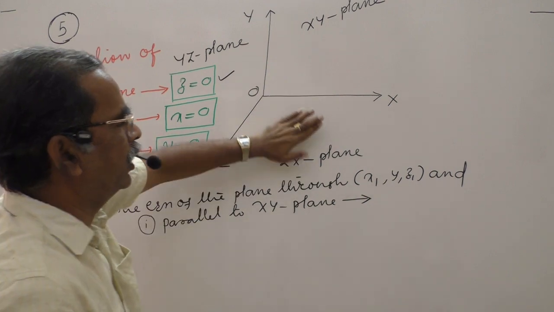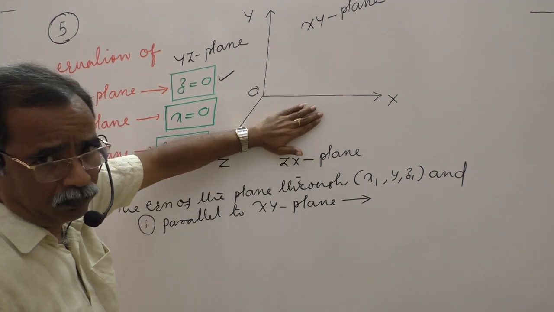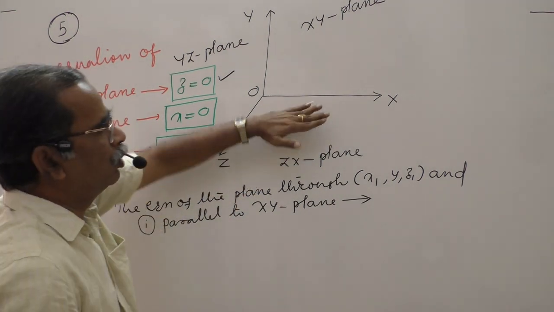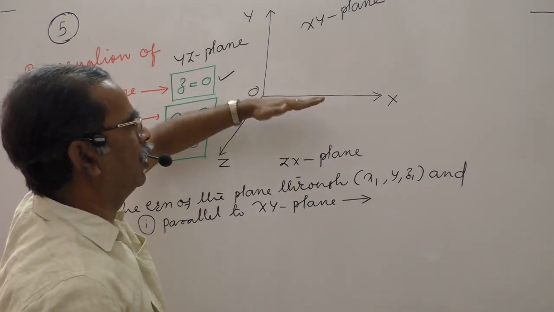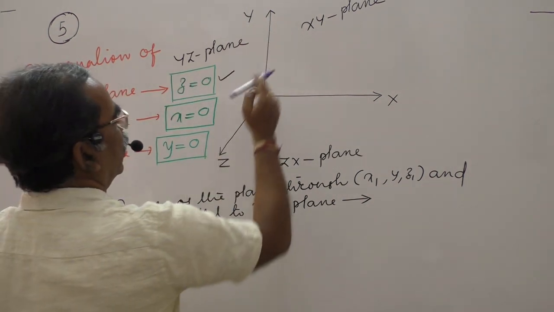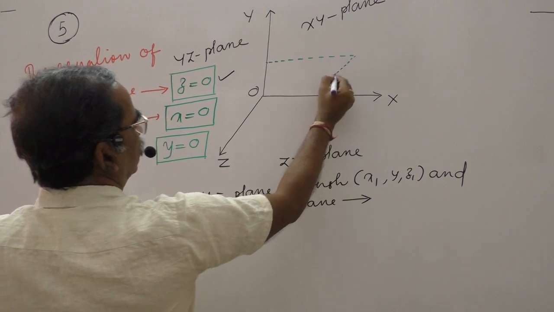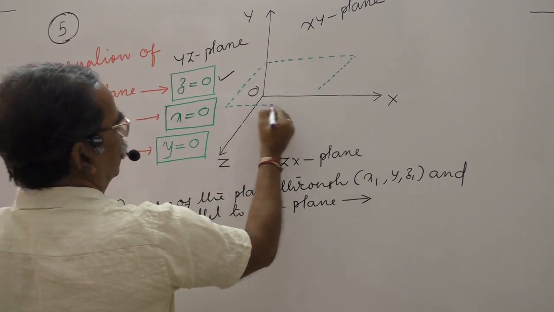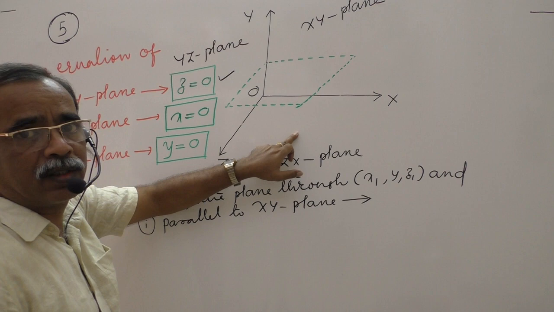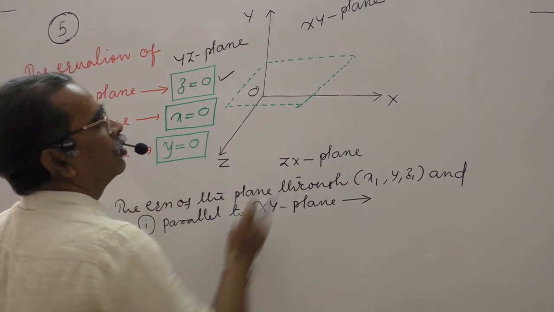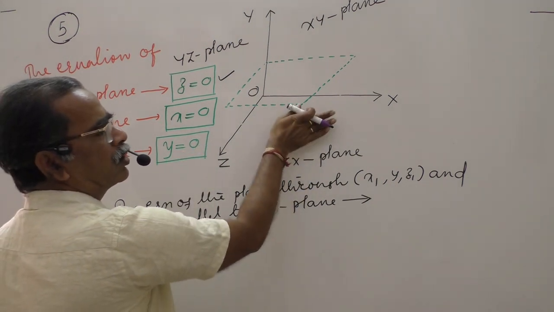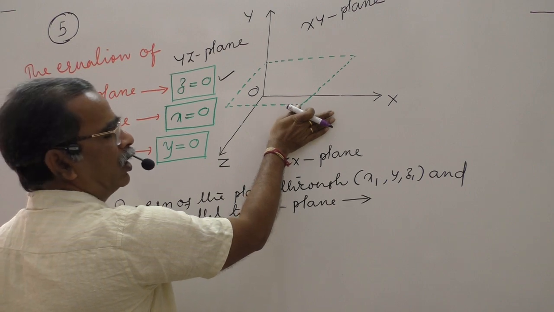For example, we will take this and discuss. This is the floor, no? This is the floor, the zx plane, whose equation is y equal to 0. Now you take a plane parallel to this. If the floor is like this, you will get a plane like this. You imagine the 3D figure. This is a plane parallel to this. The zx plane's equation is y equal to 0. That means all the points in this plane will have y coordinate 0.